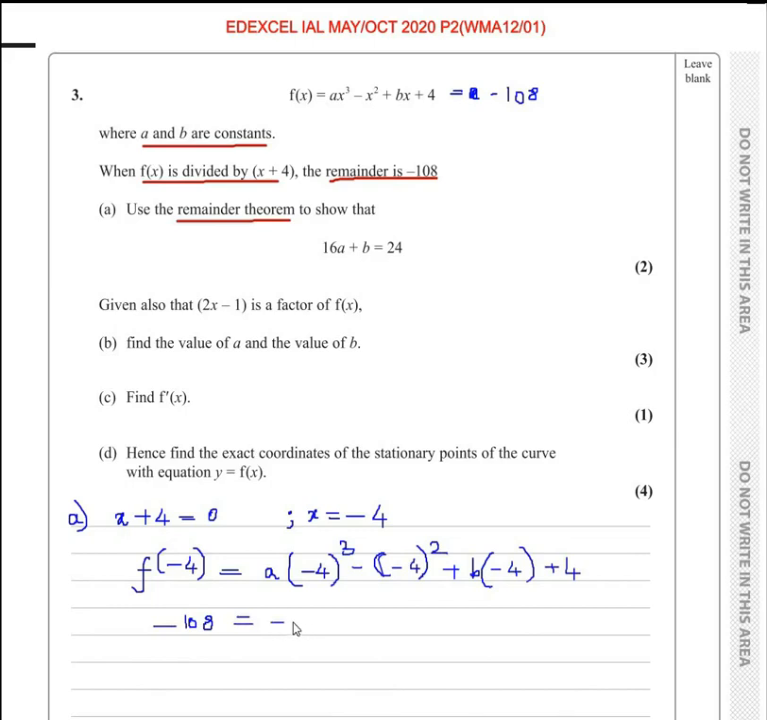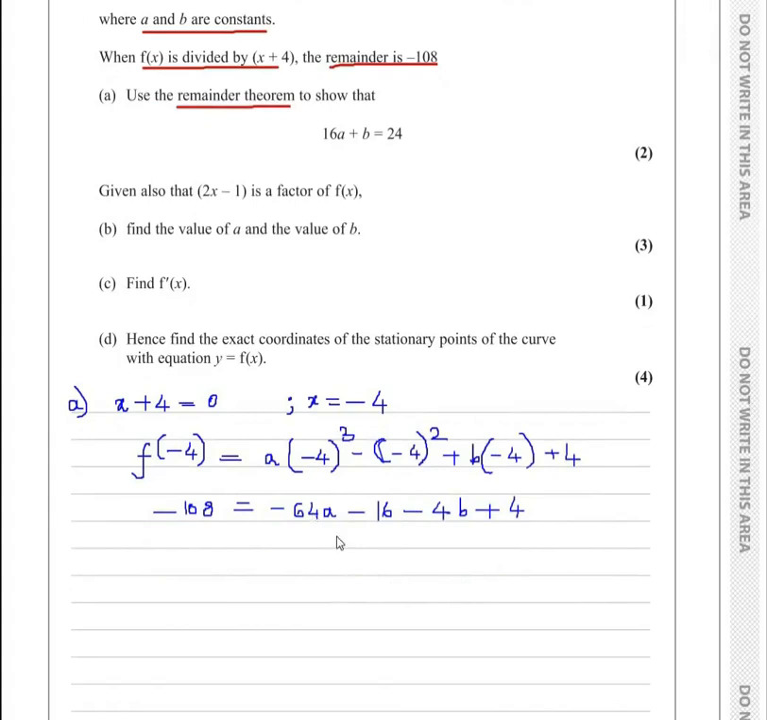This becomes minus 64a, and here negative 4 squared is positive 16. So negative into positive is negative 16, and this becomes negative 4b and plus 4. Let us simplify it. We get 64a.